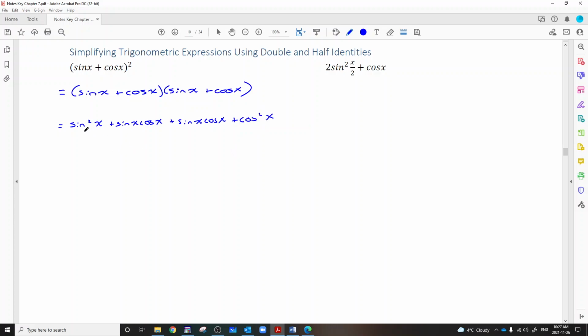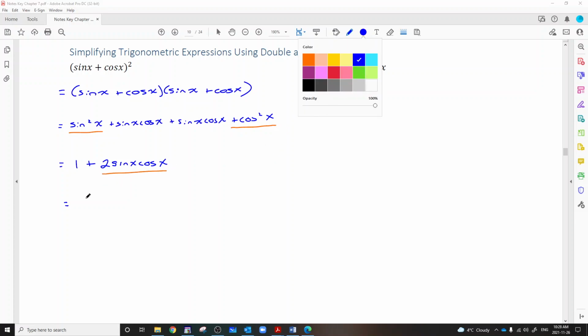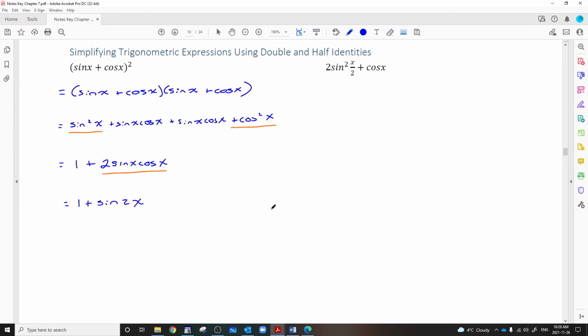Okay, what can I do? Well, hopefully you're spotting this glaring identity. The sine squared x plus cos squared x, it's been a while since we've looked at those, is equal to 1, plus, now I've got sine x cos x plus sine x cos x. I've got 2 sine x cos x. Now, is that simplified enough? Maybe, but you should be able to recognize that you have another glaring identity, which is 2 sine x cos x, which could be written as sine 2x. So this is 1 plus sine 2x. Whew.